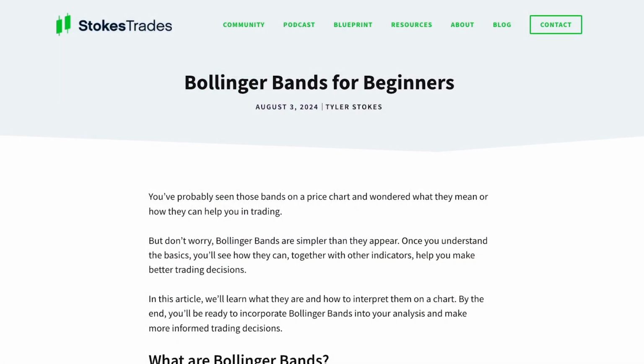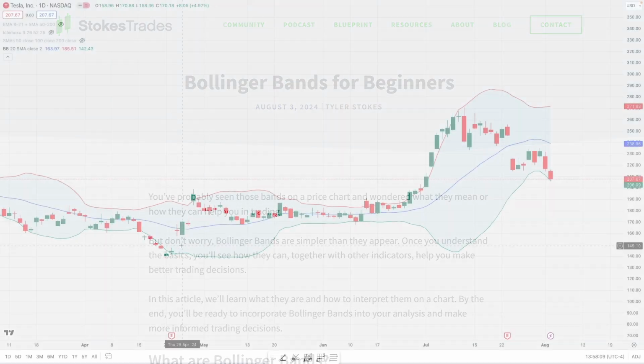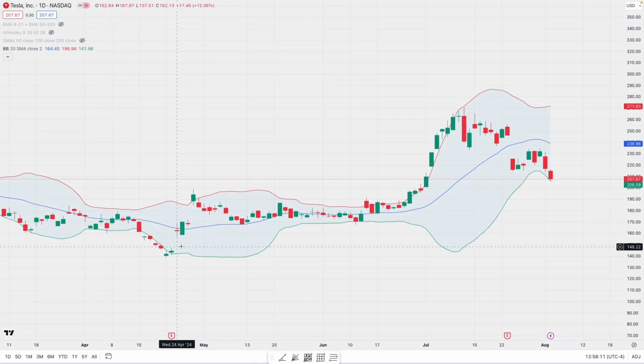So let's talk about the Bollinger Bands. What we're going to do is talk about what they are, talk about what the components are within the Bollinger Bands, how some people use them with trading, and we will jump over to TradingView and actually look at a chart and see how this technical indicator works.